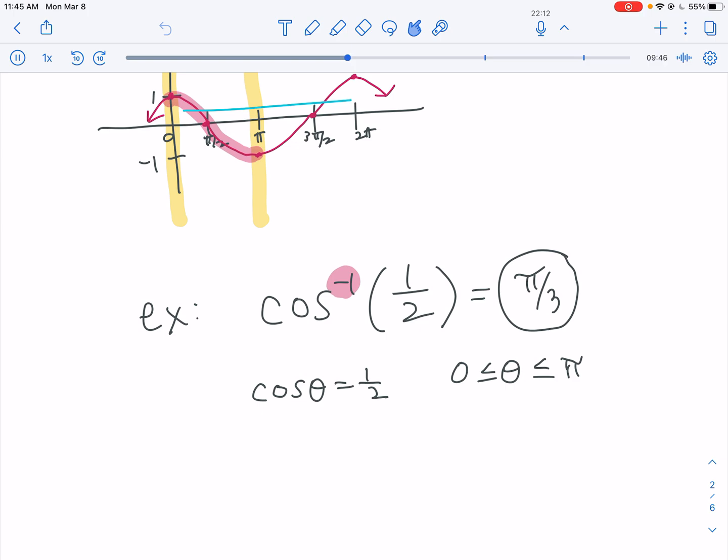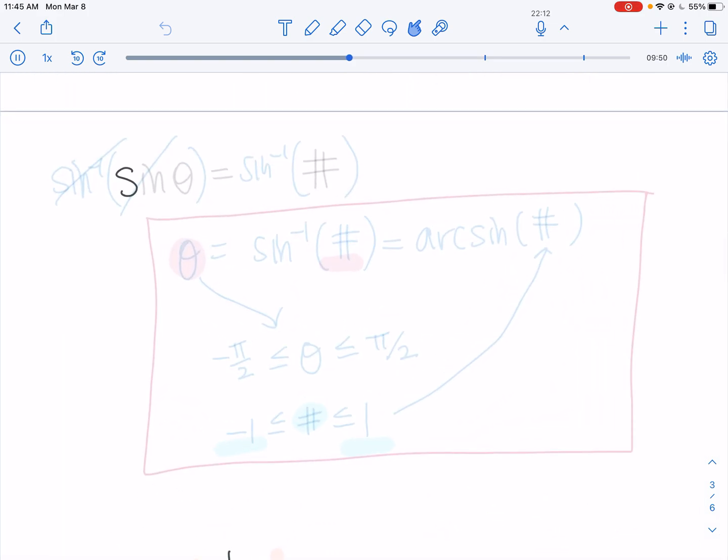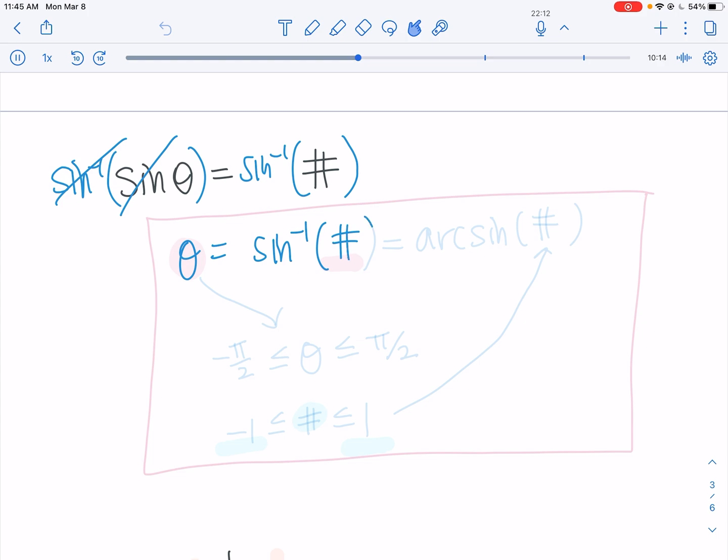Okay, let's take a look at the next one. We're going to take a look at the sine function. So here's sine theta is equal to some output, some ratio. Sine of the angle theta gives you a ratio, opposite over hypotenuse, or y over r. Again, if we are undoing that, if we take the inverse sine of both sides, then we get theta is equal to inverse sine of the ratio. So you would have to find the theta given the ratio here.